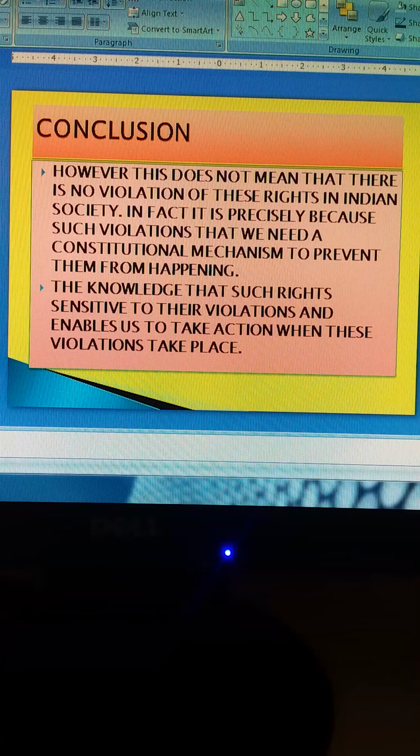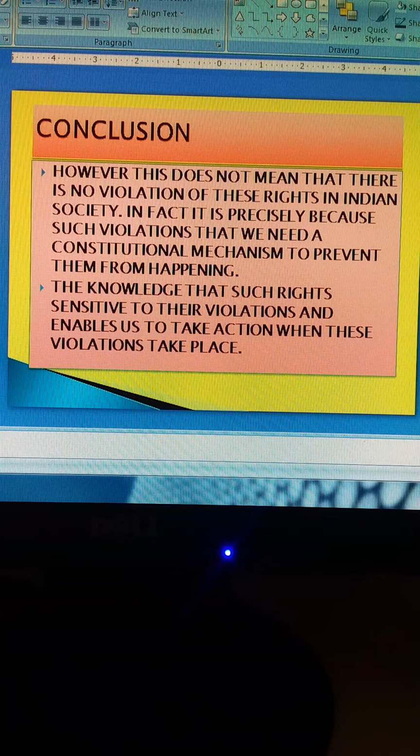However, it does not mean that there is no violation of these rights in Indian society. In fact, it is precisely because of such violations that we need a constitutional mechanism to prevent them from happening. The knowledge that such rights exist makes us sensitive to violations and enables us to take action when a violation takes place. So if there is any kind of violation with respect to religion or people's rights based on religion, we can take action when these violations take place.